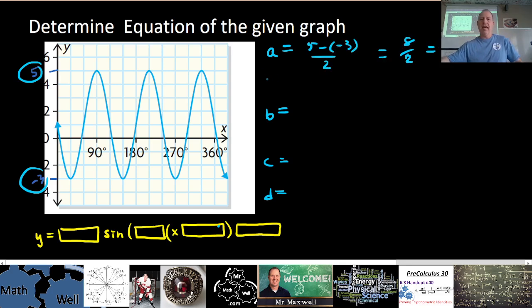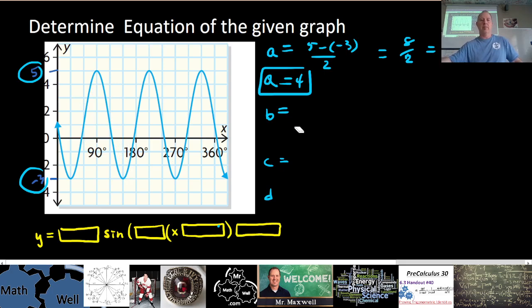Okay, so if A is 4, let's see if that makes sense. So from the top, 1, 2, 3, 4. That should be the midline then. So let's see if it's the same distance down to the bottom. 1, 2, 3, 4. So that is correct. So 4 is our amplitude, so A is going to be 4. All right, so let's keep that in mind. That's great. All right, how do we figure out what B is?